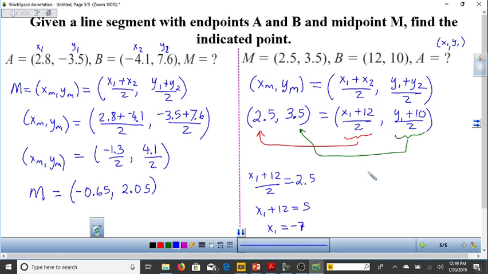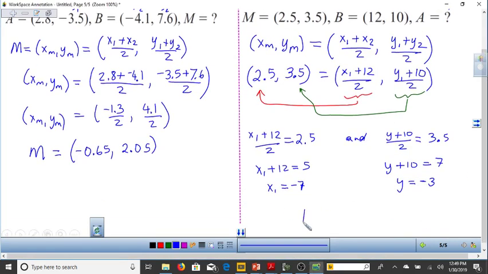And then for the y values, we know that y plus 10 divided by 2 gives us 3.5. And as before, same deal. Multiply both sides by 2, and then subtract 10 from both sides in this case, and we get y is equal to -3. So the coordinates of A are -7 for the x coordinate and -3 for the y coordinate. And there we have it.